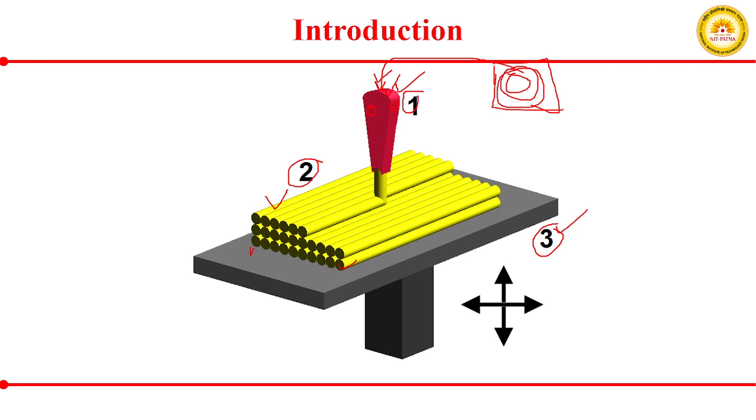Suppose your first layer is created by extruding your material above this build platform, and this extruded material is called the road of your extruded material. It looks exactly like it, but since the diameter of this extruded material is very small, it takes the final shape as per your slice data.